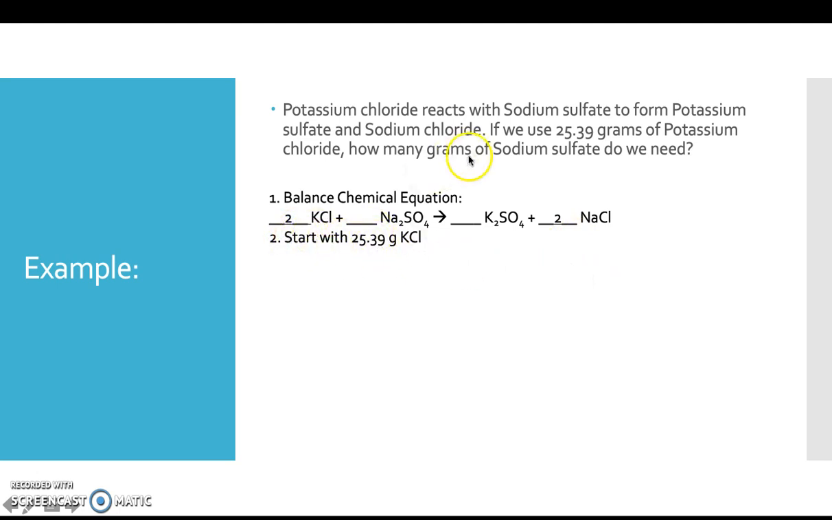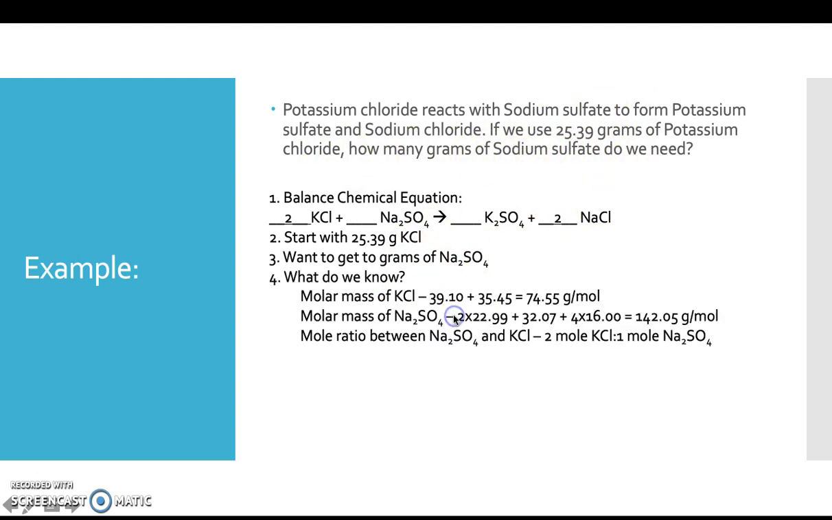identify my starting amount. Now, that's given to me in the problem, 25.39 grams of KCl. Okay, the "of what" is really important because we're going to be going from one compound to a different compound. We want to get to grams of Na2SO4. That's, again, given to us in the problem. How many grams of sodium sulfate do we need? Then we want to look at what do we know.